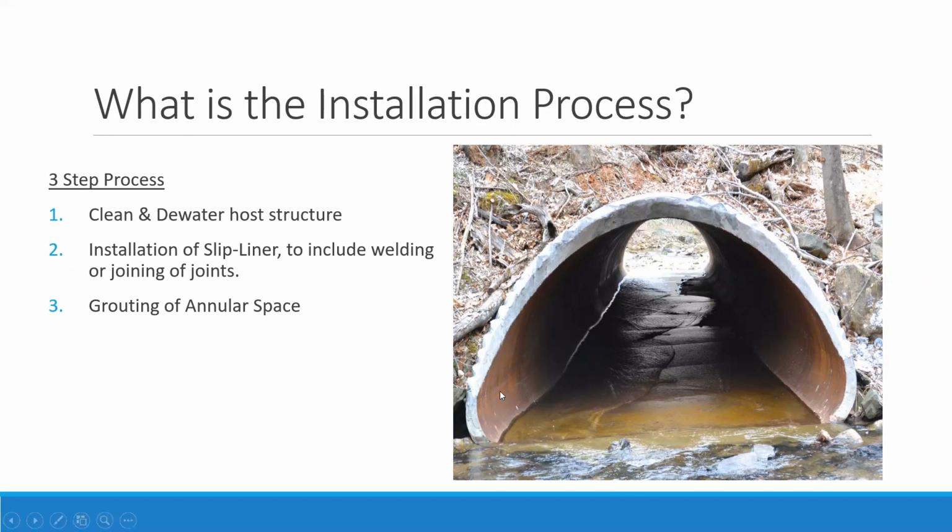Finally, we've got a great picture here of a cross section of a fully rehabilitated culvert where we have the installed InfraSteel liner, that layer of grout filling up the annular space, and then this existing corrugated metal pipe culvert did not have to be removed and was left in place.